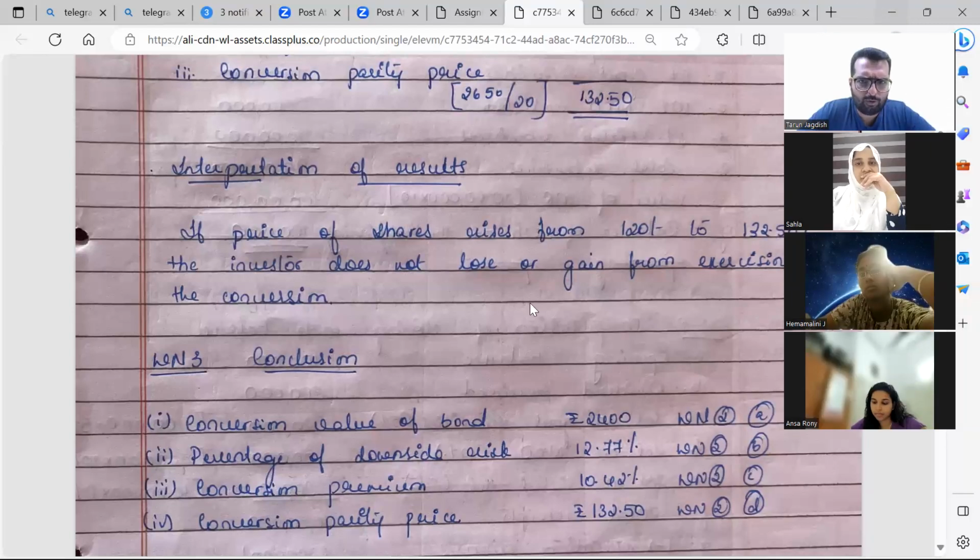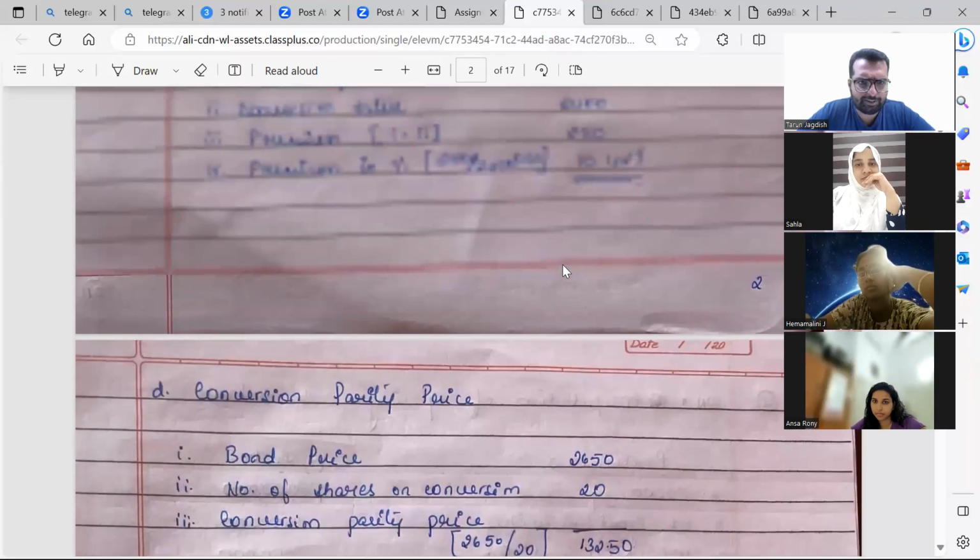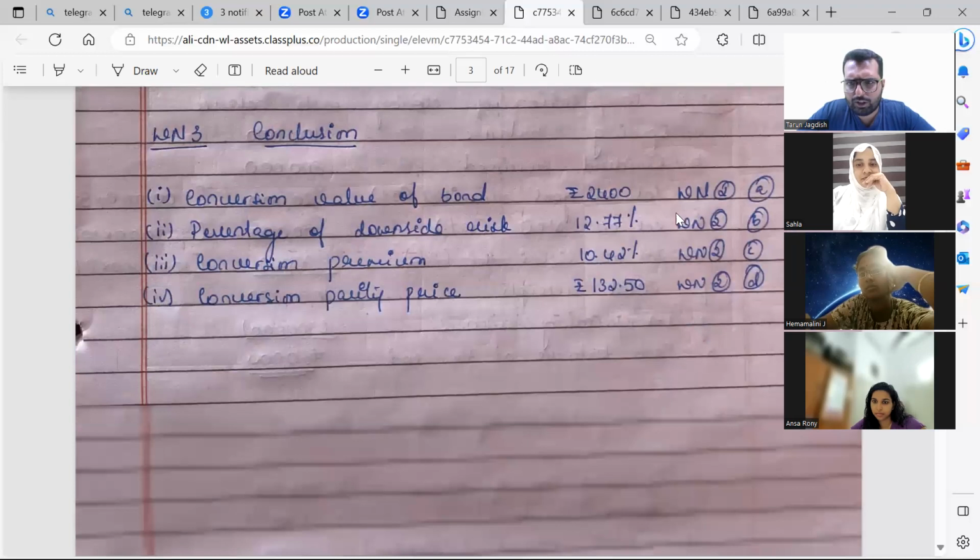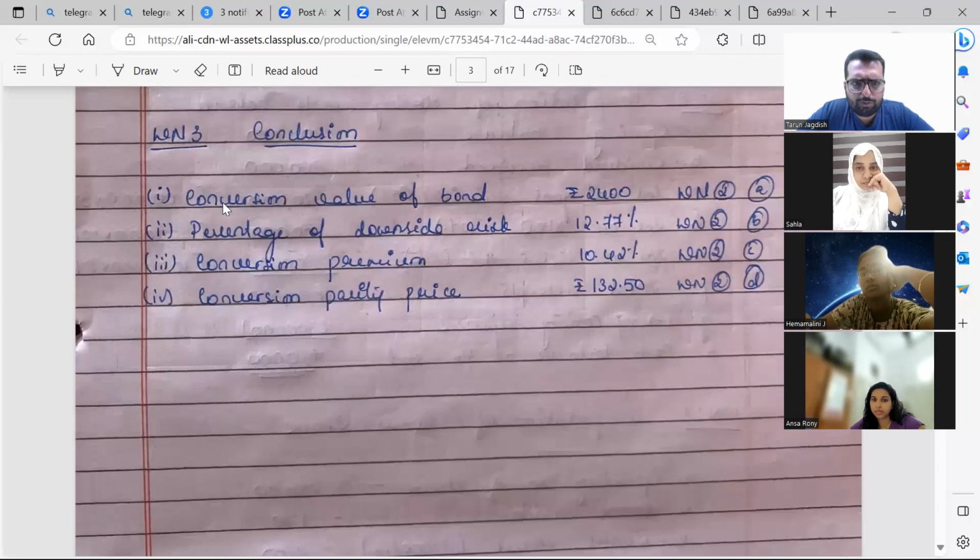So you can give yourself full marks for this. I think you have covered all the points, presentation, everything has come. Conclusion is also given. Yes. This is the best way of conclusion, friends. Conversion value, downside risk, written, and the working note reference is given in the bracket. Are you clear with this part, friends?